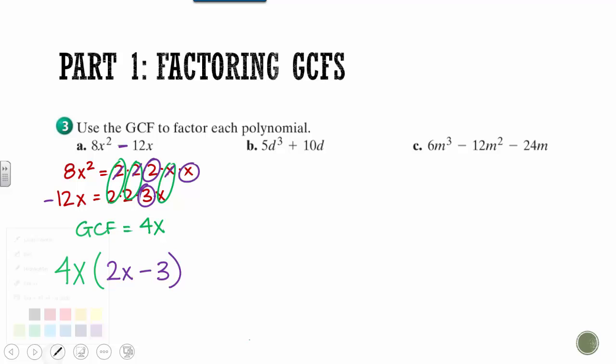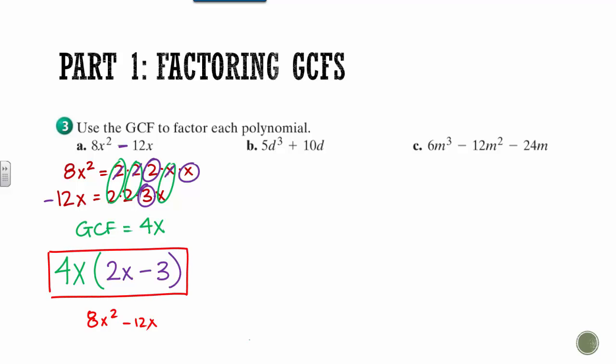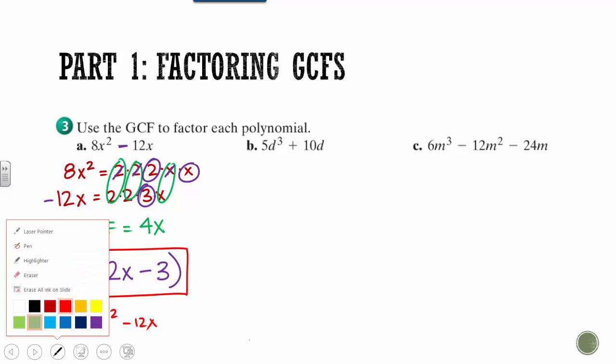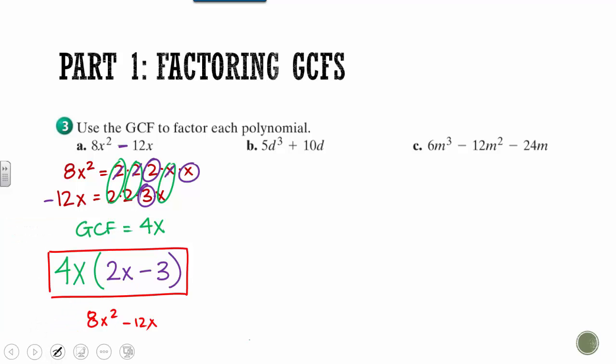When you get done with factoring, you should be able to check your work by distributing this back out. So if I multiply those, I get 8x squared, which is good because that's what I started with, minus 12x, which is good because that's what I started with. So this right here is the factored form of what I started with. Now once you can find the GCF, it's pretty easy to do the rest of it. It's the whole GCF thing that gets people stuck.